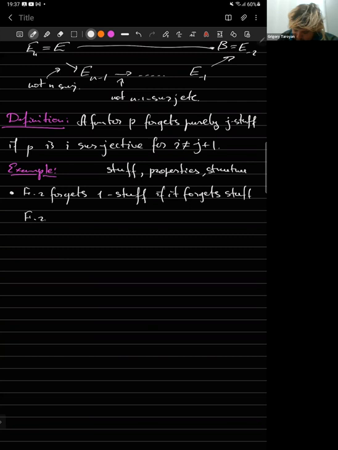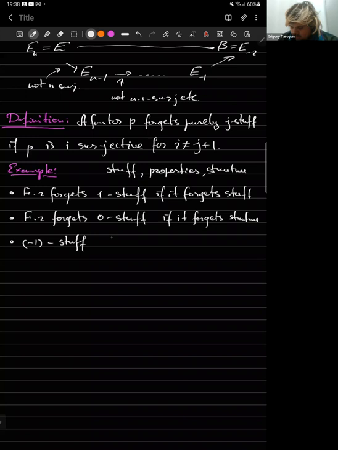Similarly, a functor forgets zero stuff if it forgets structure. For example, we forget that a set was endowed with multiplication. A functor forgets minus one stuff if it forgets properties. Minus two stuff if it forgets nothing.